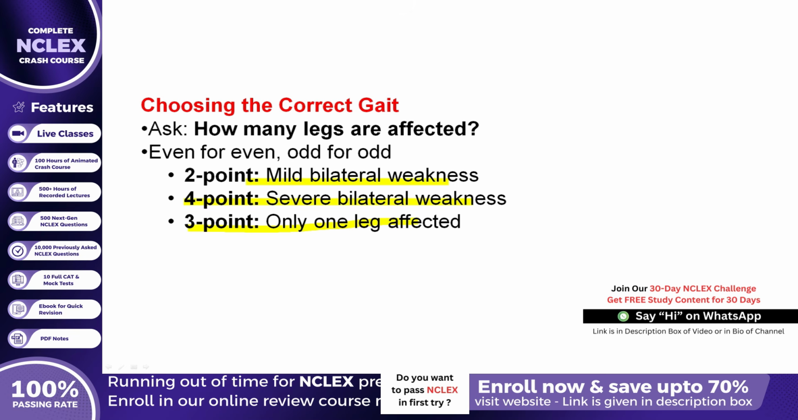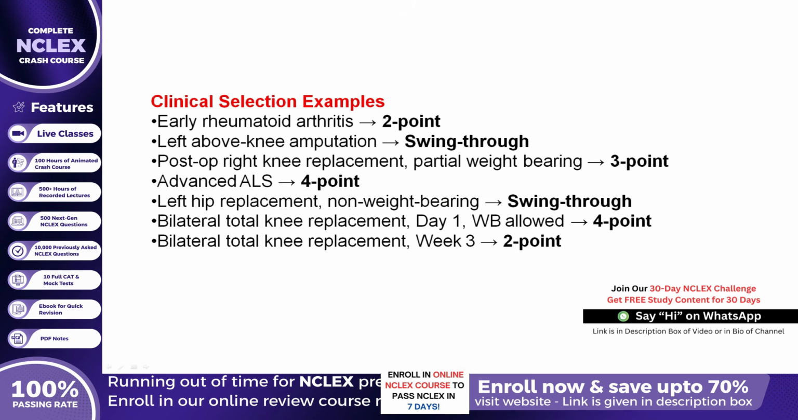Finally, let us walk through some clinical selection examples. Early rheumatoid arthritis corresponds to a 2-point gait. A left above knee amputation requires a swing-through gait. A post-operative right knee replacement with partial weight bearing uses a 3-point gait. Advanced ALS calls for a 4-point gait. A left hip replacement with non-weight bearing status also uses a swing-through gait. Bilateral total knee replacement on day 1 with weight bearing allowed requires a 4-point gait, and bilateral total knee replacement at week 3 transitions to a 2-point gait.